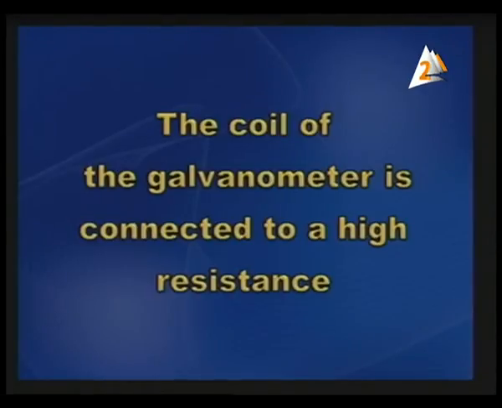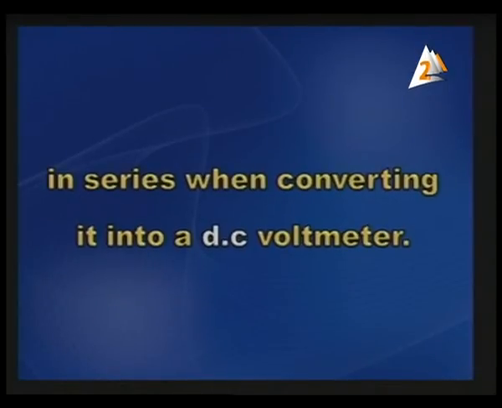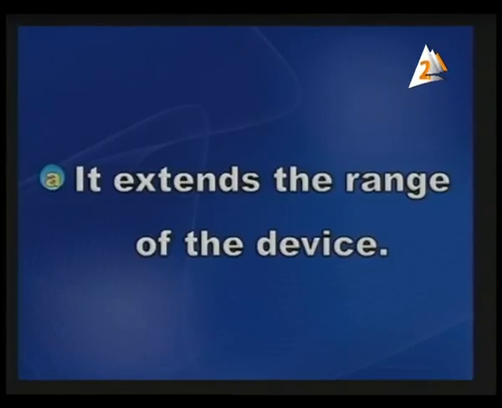Another give reason: the coil of the galvanometer is connected to a high resistance in series when converting it into a DC voltmeter. You know the name of the resistance, it is the multiplier. So we want to know the function of the multiplier. First of all, it extends the range of the device, enables it to measure higher voltages.